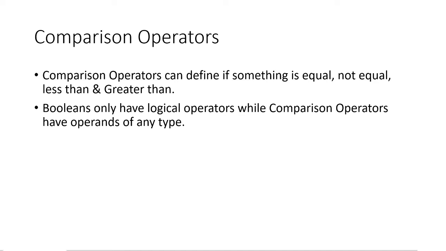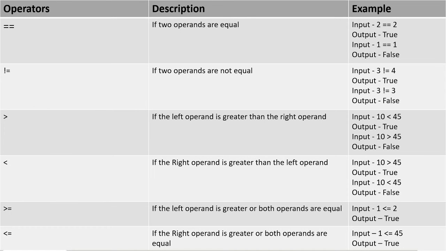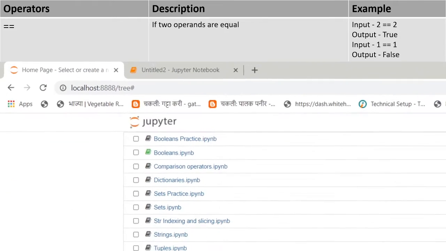Comparison operators have operands of any type. That is the difference between comparison operators and booleans. So these are the comparison operator course. You can just read the description and the course and these commands, so you can just learn that. Now we are jumping to a Jupyter notebook.